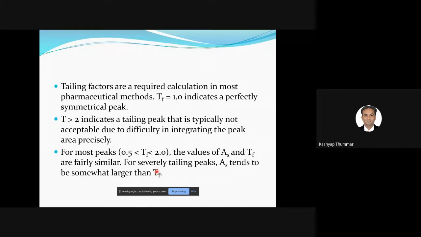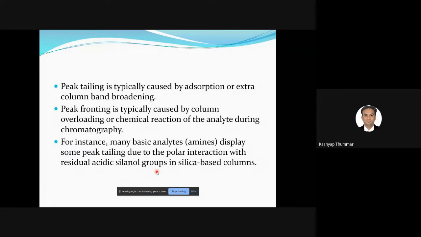For most peaks, the values are between 0.5 and 2, and your aim when analyzing samples is to stay within this range. The values of asymmetry factor and tailing factor are fairly similar. For severely tailing peaks, AS tends to be somewhat larger than the tailing factor. What are the reasons for peak tailing? Peak tailing is typically caused by adsorption or extra column band broadening.